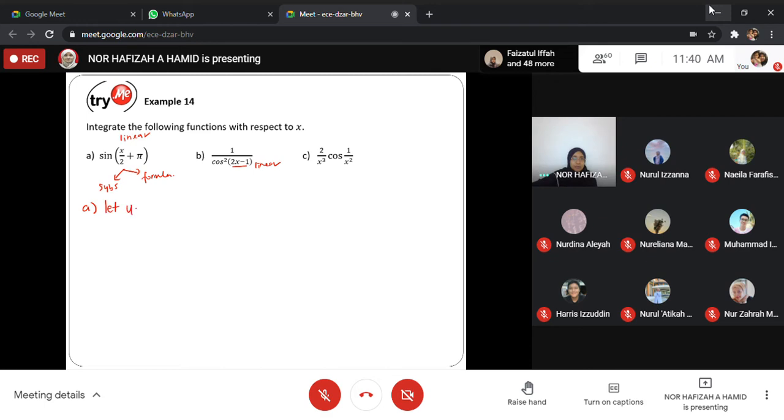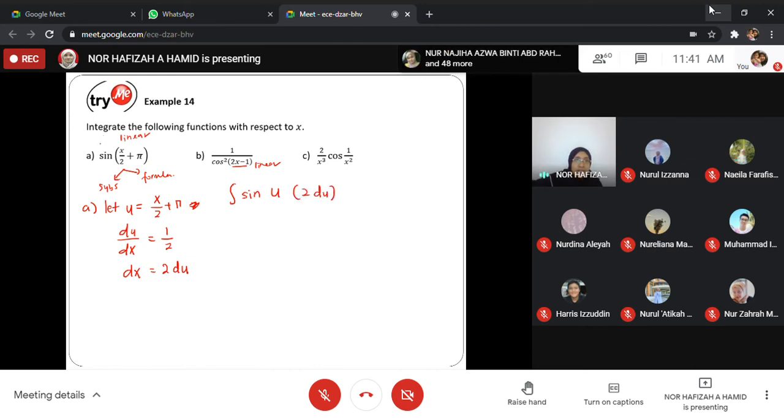So let U equal to x over 2 plus pi and also equal to, okay, so differentiate je. So differentiate, you akan dapat equal to 1 over 2. Okay, so pi is a constant. So differentiate dapat 0. Okay, so 1 over 2 and you boleh cross multiply, dx is equal to 2 du. Okay, so substitute balik, saya nak integrate sine, so sine u and dx. So dx is 2 du.